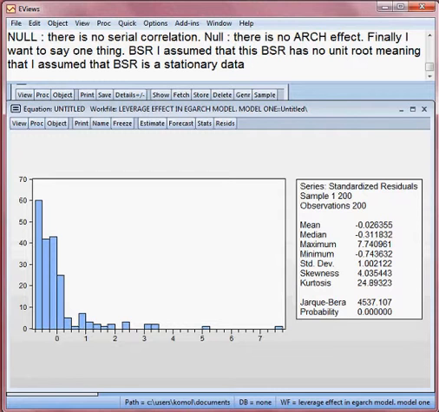Then I applied my EGARCH model to check whether there is a leverage effect or not. And yes, we found a leverage effect. Thank you very much for being with me for a while.